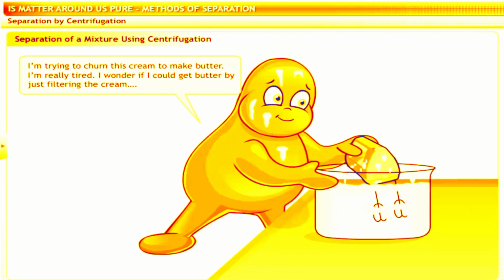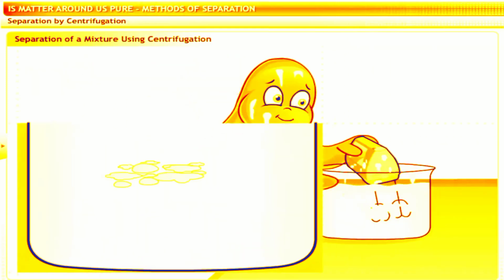I'm trying to turn this cream to make butter. I'm really tired. I wonder if I could get butter by just filtering the cream.